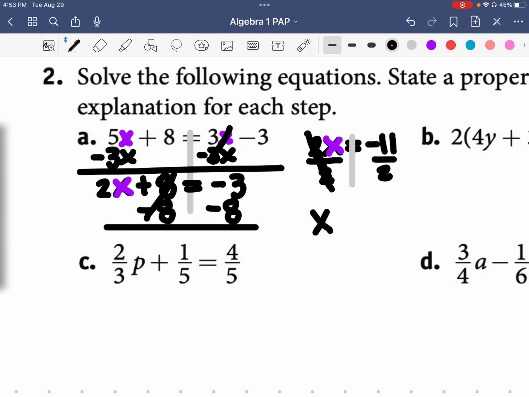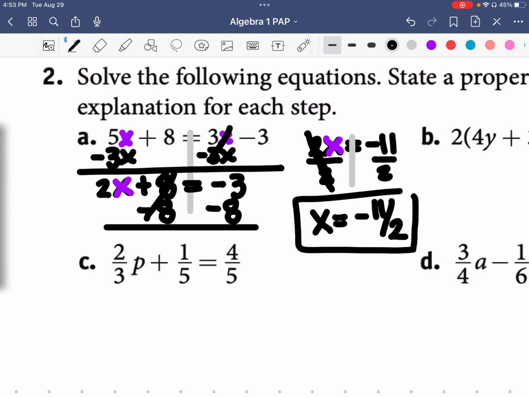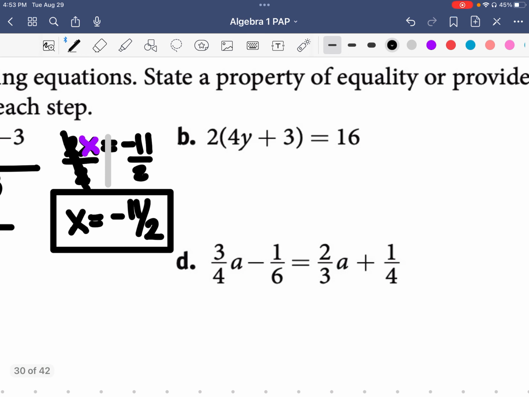There we go. It's going to stay negative since there is only one negative. Two negatives is what I need to make a positive. I would say a -11 over 2. -11 over 2. All right, let's take a look at this one.